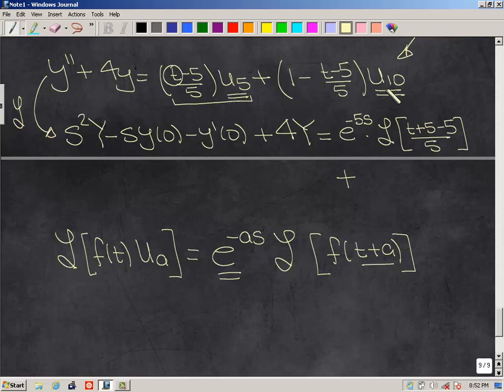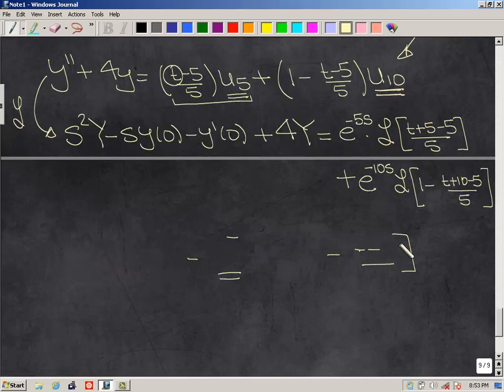Plus, there's a step function here that will introduce an e to the minus 10s times the Laplace. I'm going to shift that too, this time by t plus 10. So wherever you see a t, write it as t plus 10. So you get 1 minus t plus 10 minus 5 over 5. So that's what we end up with. A lot of this will clean up nicely.